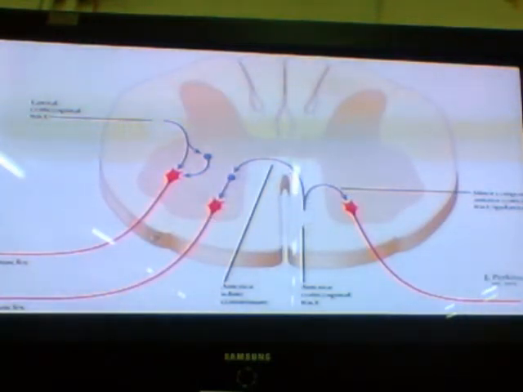And we know anterior corticospinal, for the most part, is going to be your more proximal muscles, tone, etc. Lateral corticospinal, which is what you see here, is going to be mainly for your lateral muscles.